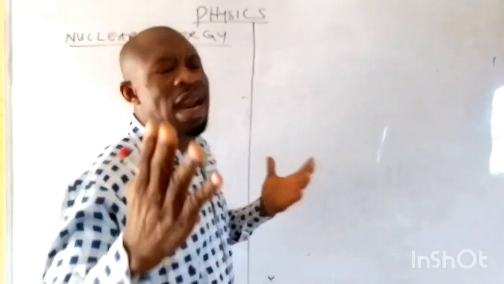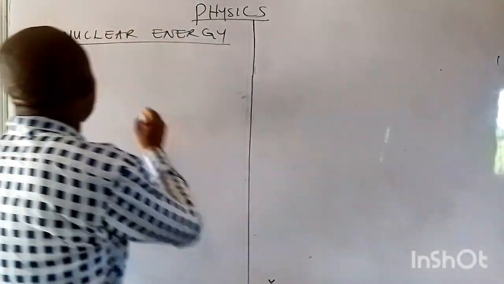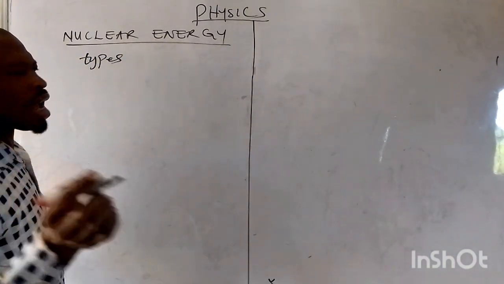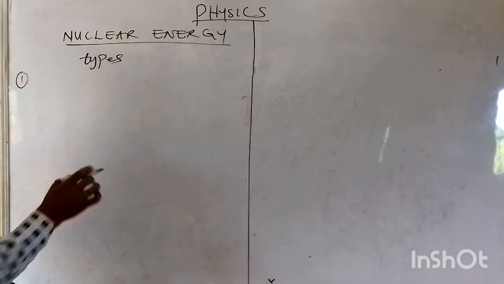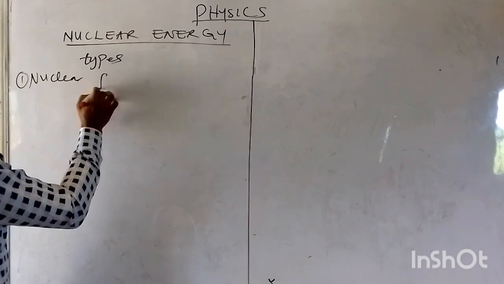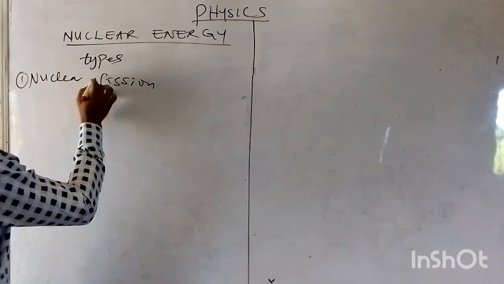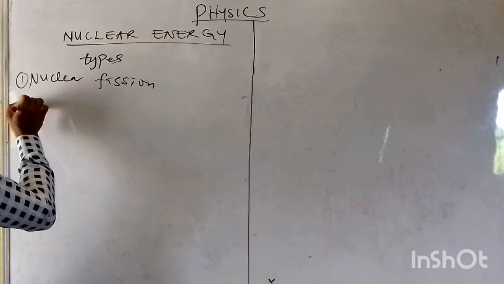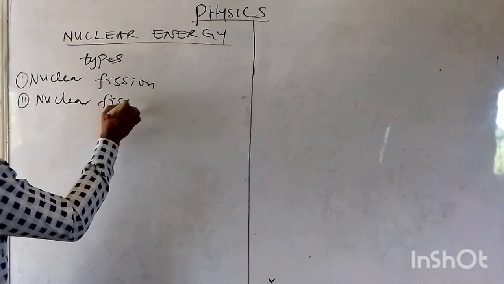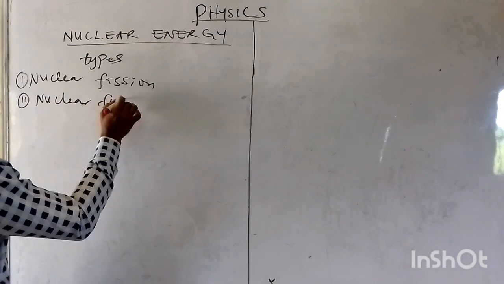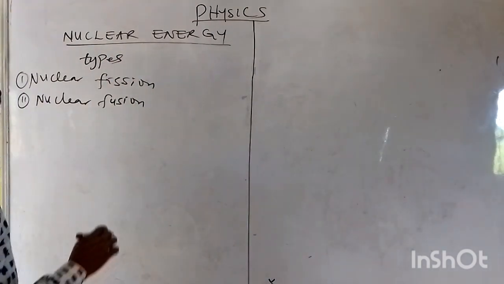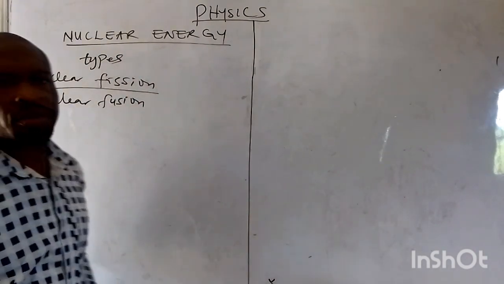Now, there are two types of nuclear energy. In terms of nuclear energy types, there are basically two. One, we have nuclear fusion, and the second one, we have nuclear fission. So we'll look at these one after the other. For nuclear fission, we'll look at it first.